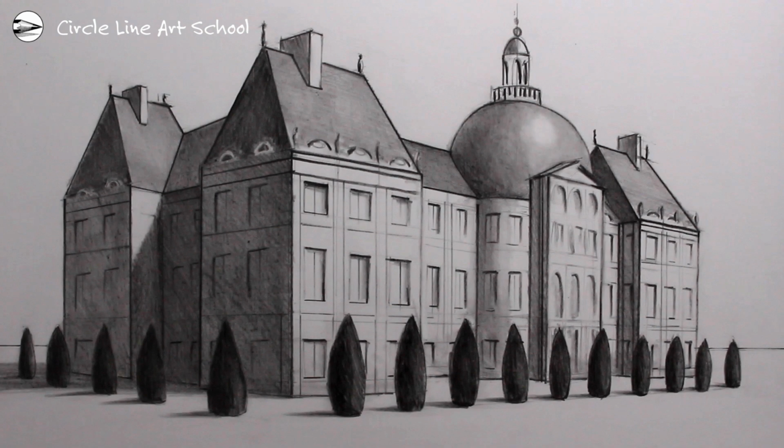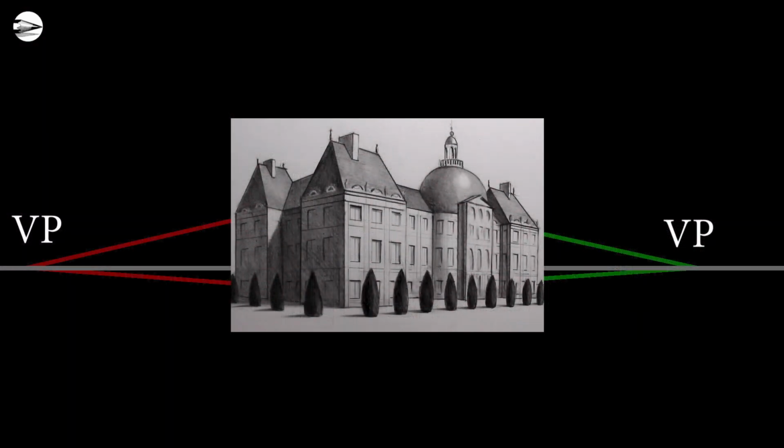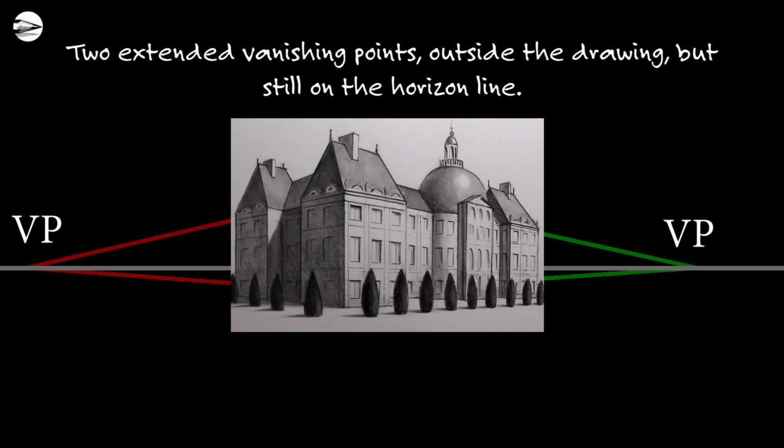Extended vanishing points are vanishing points which are still on the horizon line, but they're outside the size of the paper that you're using. So there would be one vanishing point on the far left and one vanishing point on the far right.